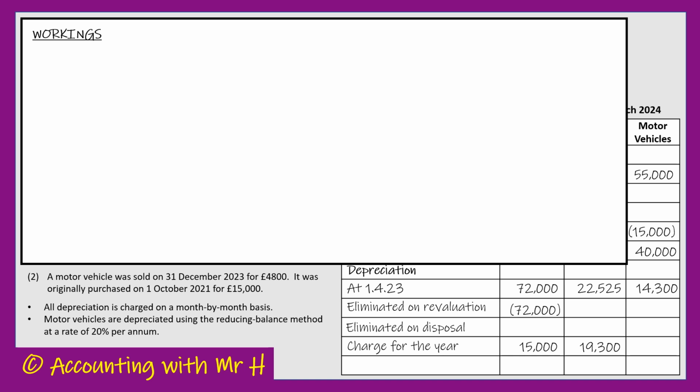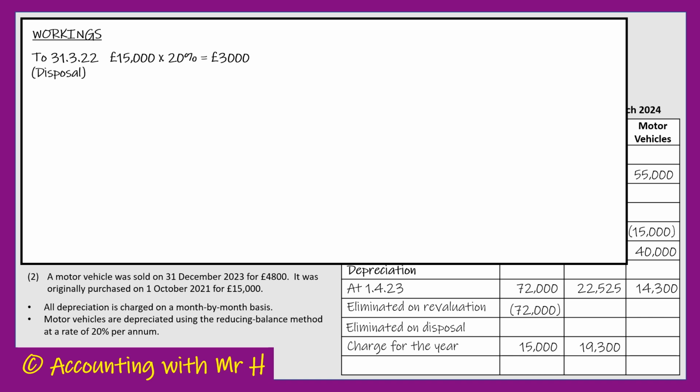So we're told that the motor vehicle was originally purchased on the 1st of October 2021. So the first time they would have depreciated it would have been the end of the next financial year, which would have been the 31st of March 2022. So I'm going to start some workings then. Here we go.